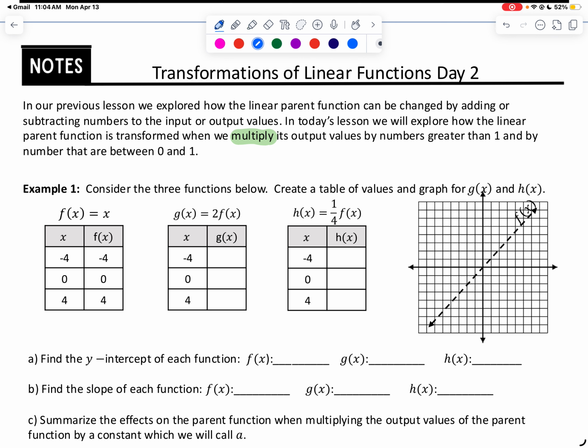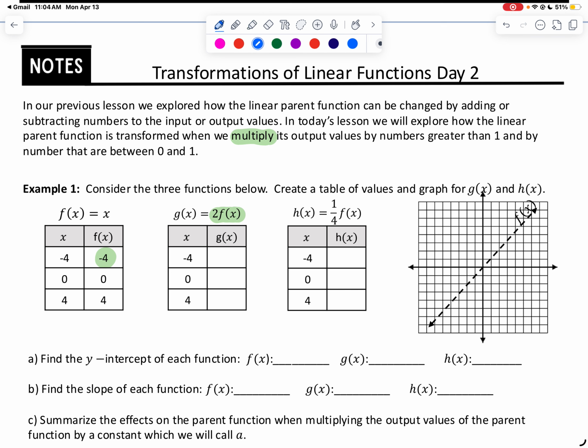So in our first example, we have the parent function f of x. It's shown in the graph on the right. And we also have a table for f of x equals x. So when f of x is equal to x, I've chosen 3 points for you to consider: -4, -4, 0, 0, and 4, 4. In our second function, g of x, they want you to take f of x and multiply it by 2. So what that means is I'll take this f of x value and I'll multiply it by 2 to get my new g of x value.